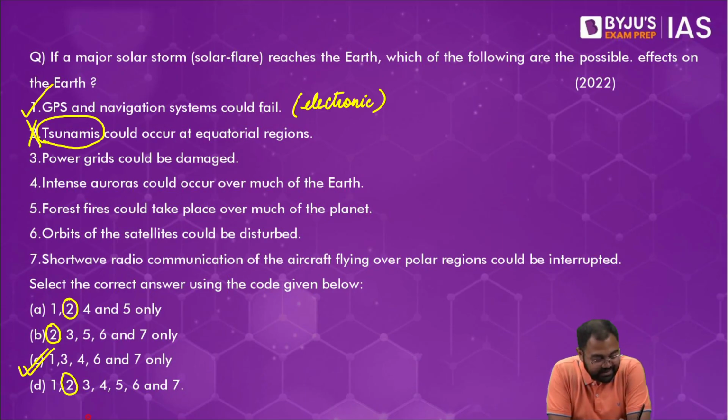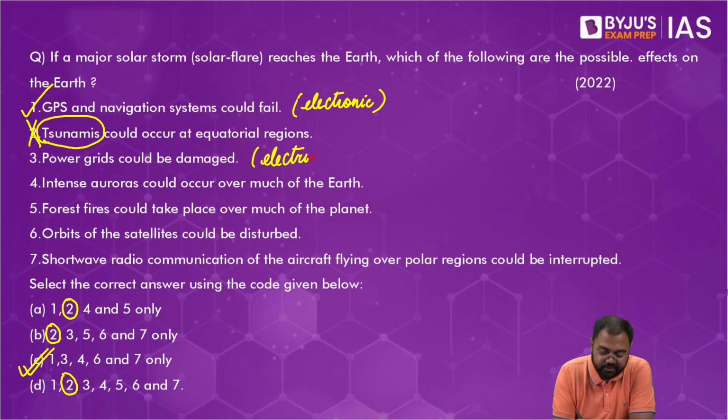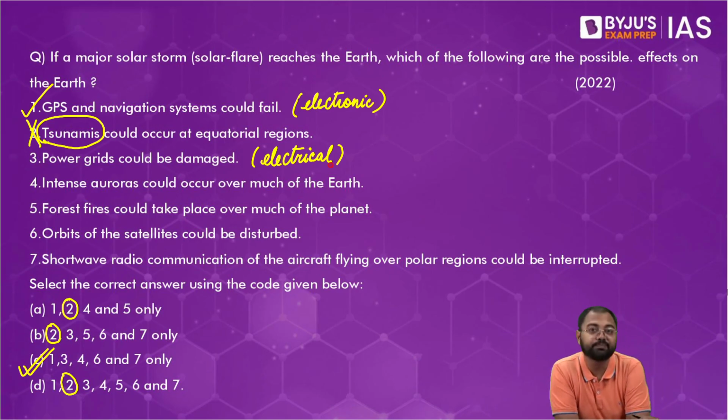Third is power grids could be damaged. Perfectly possible because it is electrical and anything near the poles can be affected. So, for example, last year it was in the news that in New Zealand, a lot of power grids were affected by a solar storm. So, that's possible.